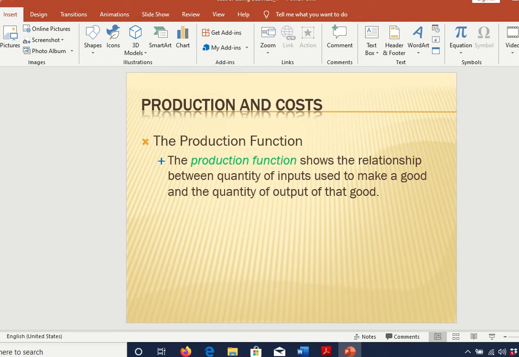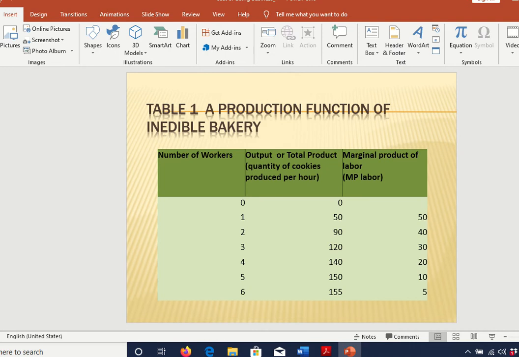So next, we're going to look at the production function. So in order to understand how much input we need in order to produce a certain amount of output, or if we have a certain amount of input, how much output can we produce, we need to study the relationship between input and output. And we can do that using the production function. So the production function shows the relationship between quantity of inputs used to make a good and the quantity of output of that good.